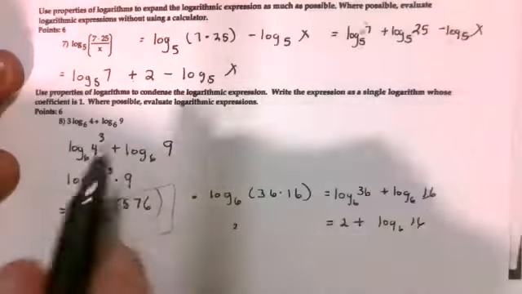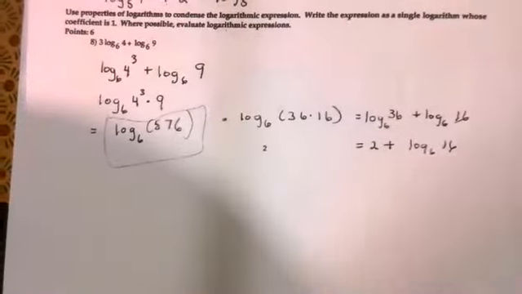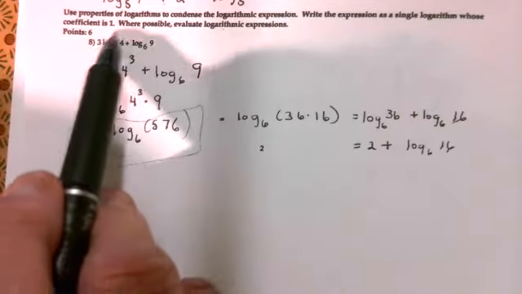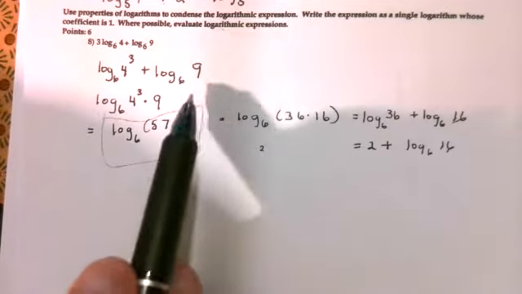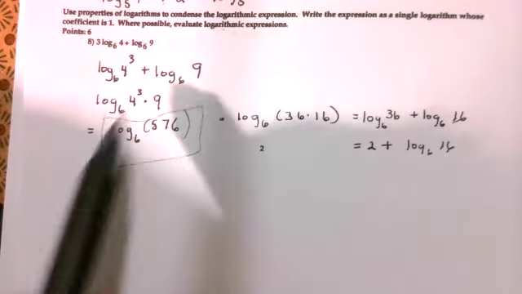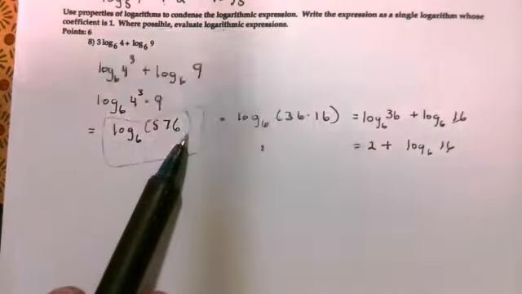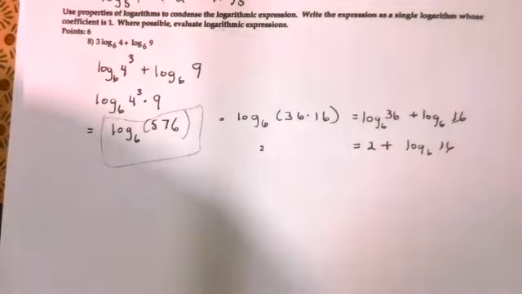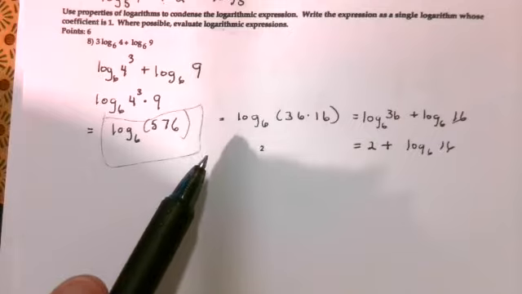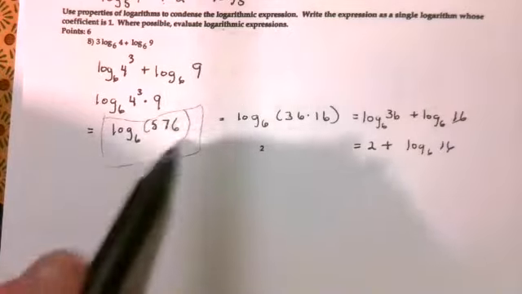And then this is putting the logs back together. Just like I said before, you've got to take care of those exponents first. So that 3 there needs to go back as an exponent. And then, since it's a sum with the same base, you can change it to the log of the product. And then if I multiply this together, it's 576. So that would just be your answer.